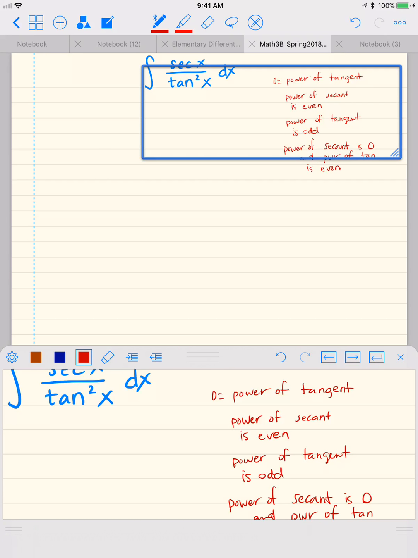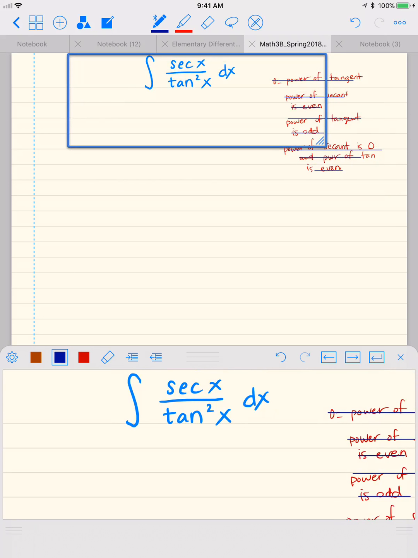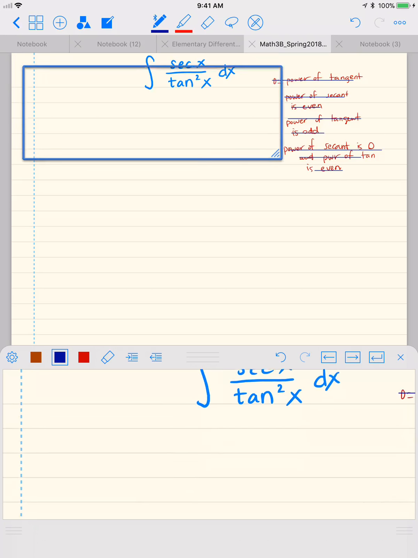So all of the little tricks that we have: power of tangent is 0, that's not us. Power of secant is even, that is not this case. Power of tangent is odd, not this case. Power of secant is 0 and the power of tangent is even, not this case. So what do we do? If all else fails, we just try to convert our secants and tangents into sines and cosines and see what we can do from there.